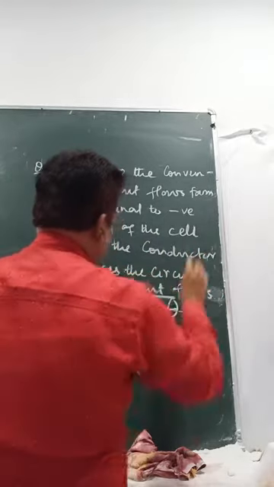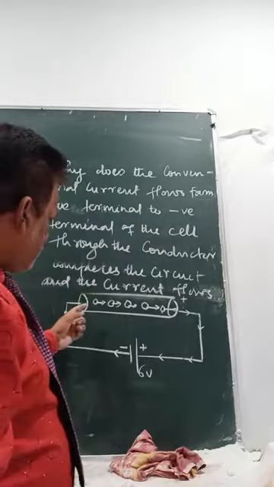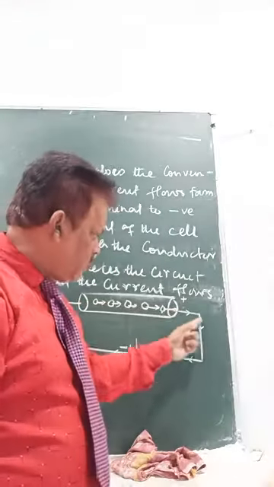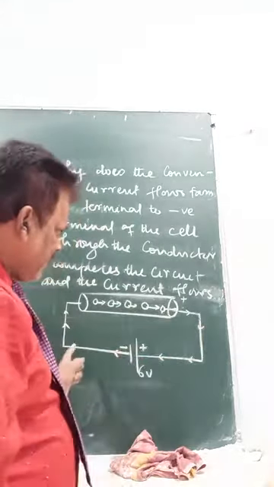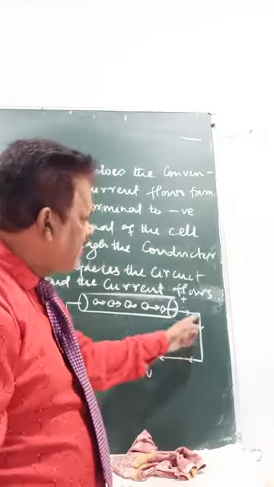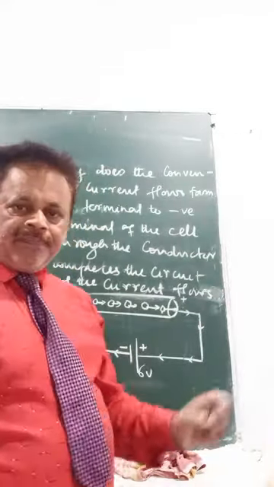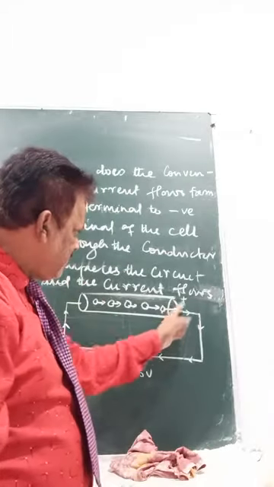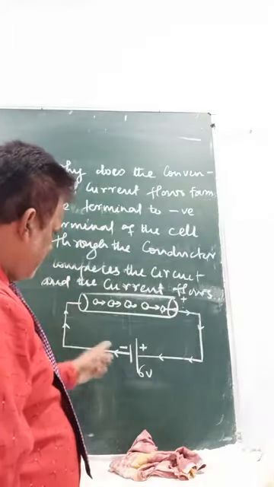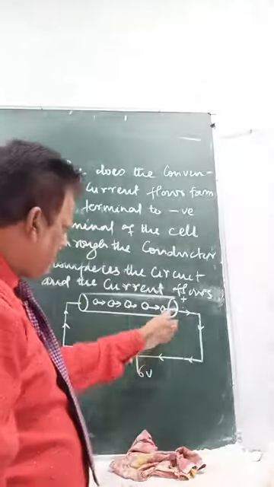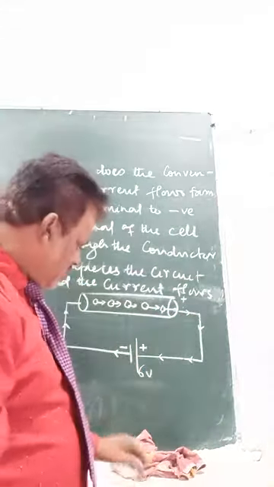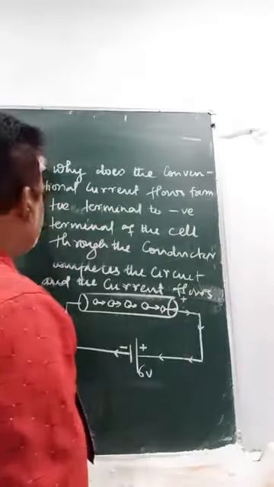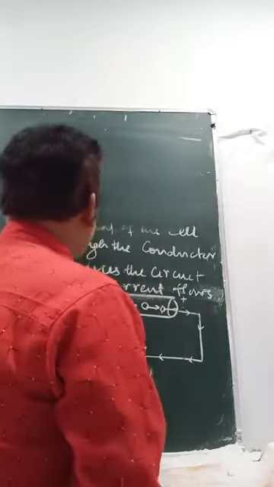Means what I want to say here is electrons flow from negative to positive. It goes like that. Current flows from positive to negative. So this is positive, this is negative. Then this negative side is connected here. Current flows in this direction, electrons flow in this direction. So short answer I can tell you. The diagram will help us to know.